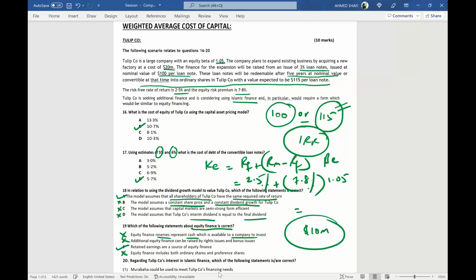The correct answer is C, because that's left. Retained earnings are a source of equity finance, and this is the heading in Kaplan text, that retained earnings are a source of equity finance. Okay, any questions with respect to this?